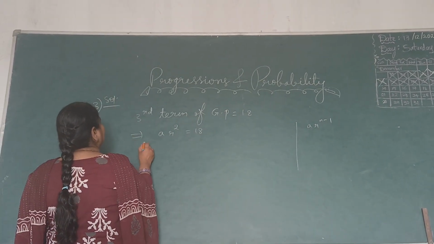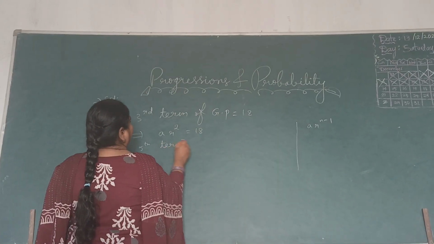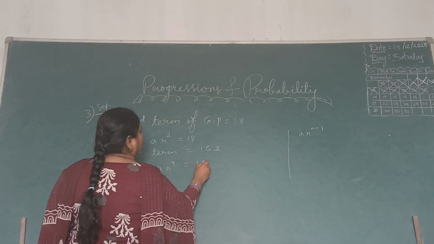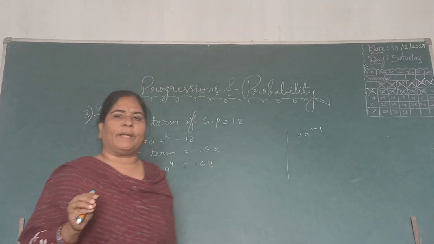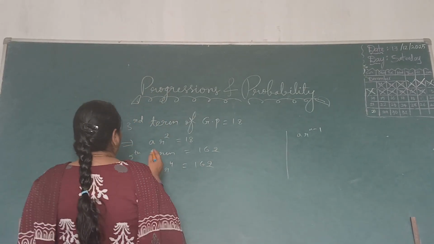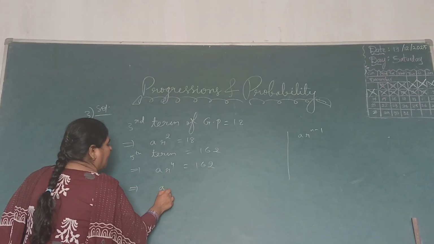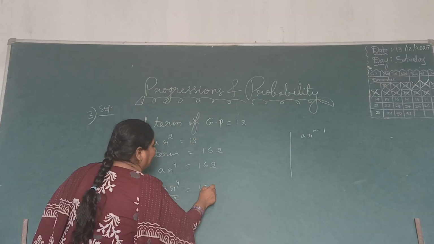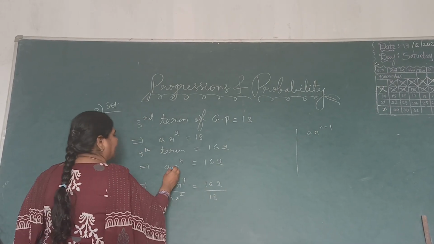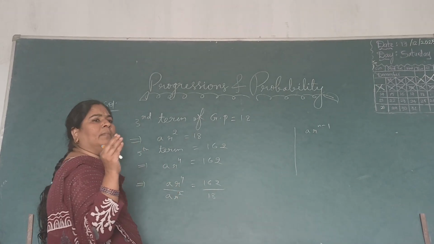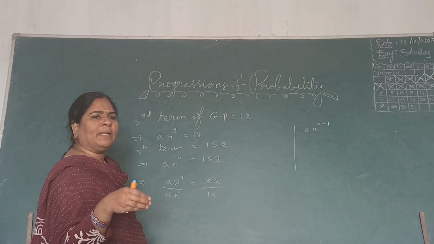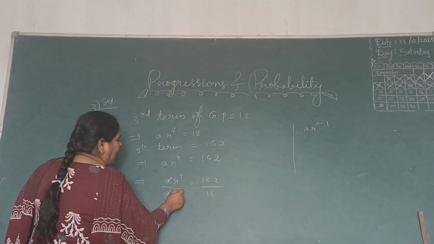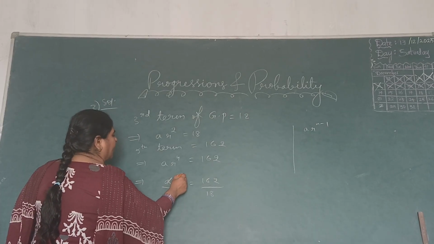Next, what term is given? Very good. So AR to the power 4 is 162. Now we need to find A, that is the first term. So we will be taking AR to the power 4 by AR square. Why did I select the greater power first? Because it will be easy for us to get A if it is in the numerator. So A will be cancelled, and A to the power m by A to the power n is A to the power m minus n.